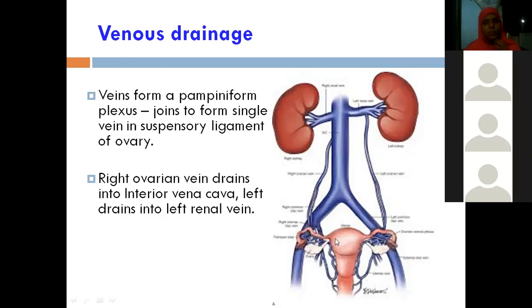So the right ovarian vein drains directly into the inferior vena cava, and the left drains into the left renal vein, which thereby goes and drains into the inferior vena cava.